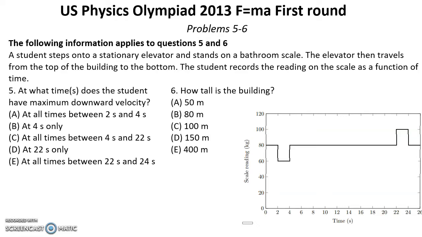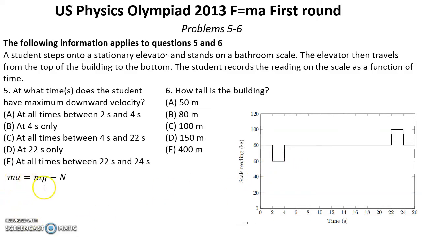Now let's convert our sentences to formulas here. So first we can find what is the equation for student's motion between 2 and 4 seconds. That will be ma equal mg minus normal force. In our case, mg equal 800 newtons, normal force is 600 newtons, and mass is 80 kilograms. It means that acceleration equal 2.5 meters per second square.